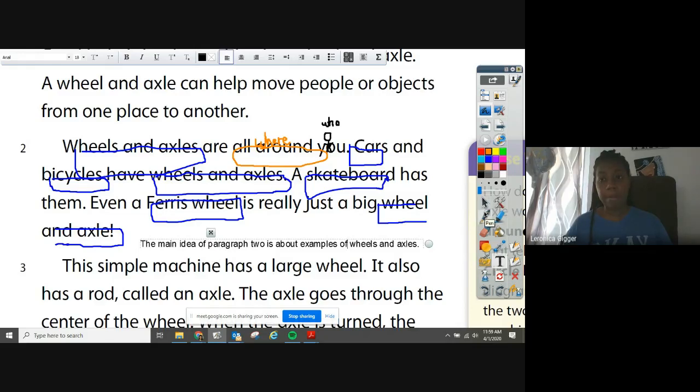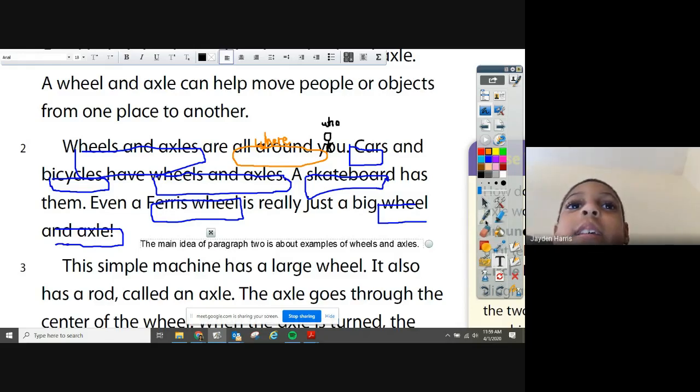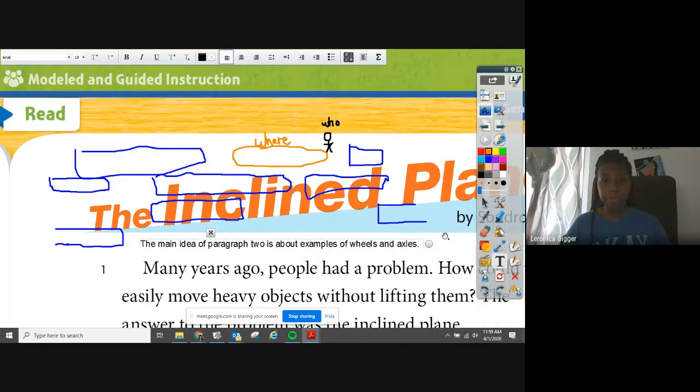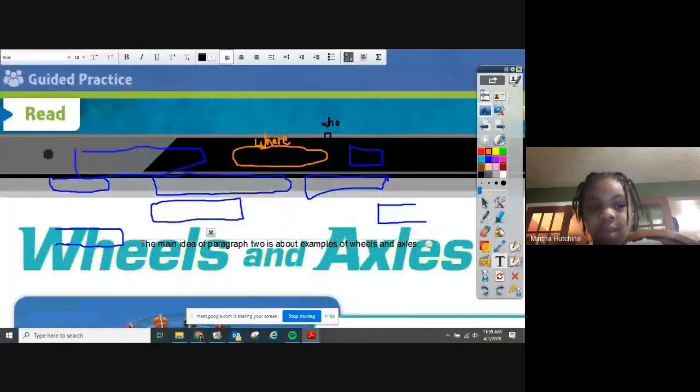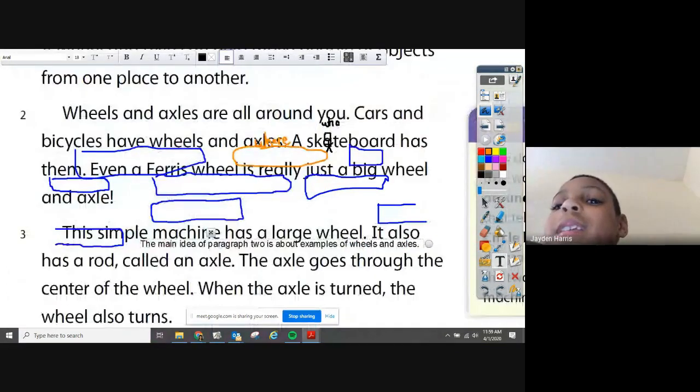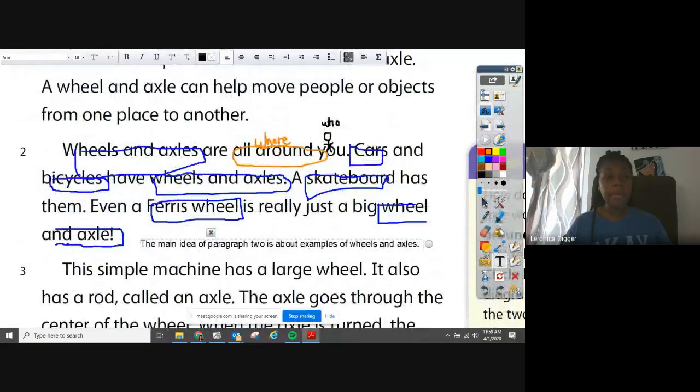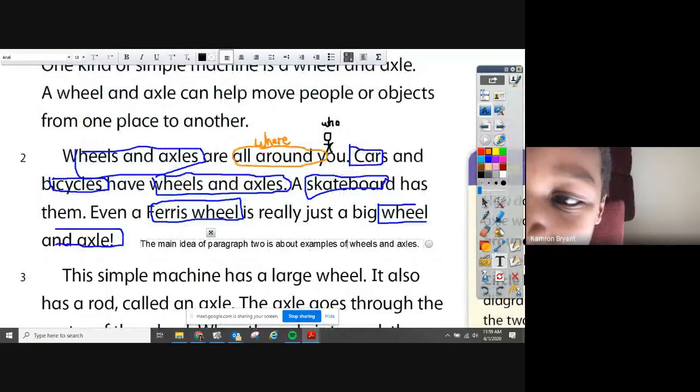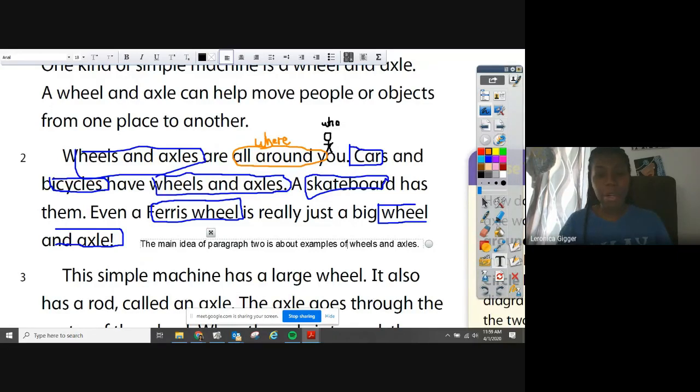Do you see that? Yeah. Oh, what happened? You got an iPad on my computer, Miss Giga. What happened? You on an iPad or computer? That doesn't matter, but I'm on a computer. The same computer that I use in school. All right, so the main idea of paragraph 2 is about examples of wheels and axles.